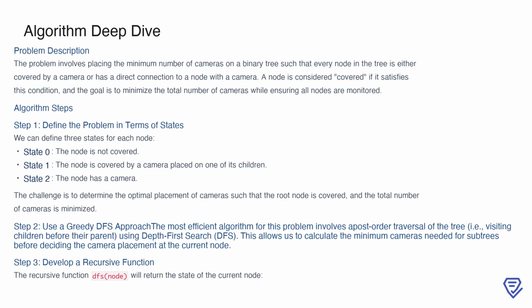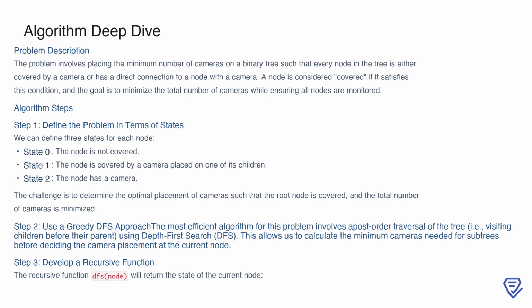In this problem, the goal is to determine the minimum number of cameras required to monitor all nodes in a binary tree. A node is considered monitored if it either has a camera placed on it or is directly connected to a node with a camera. To achieve the optimal solution, the problem can be broken down into three states for each node. State 0 indicates that the node is not covered, state 1 means the node is covered but does not have a camera in itself, and state 2 represents that the node has a camera.